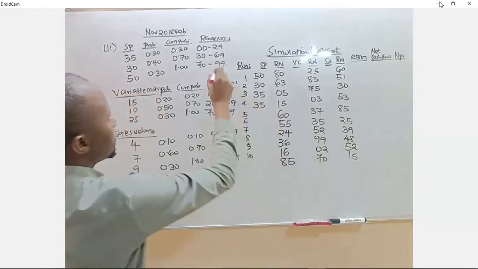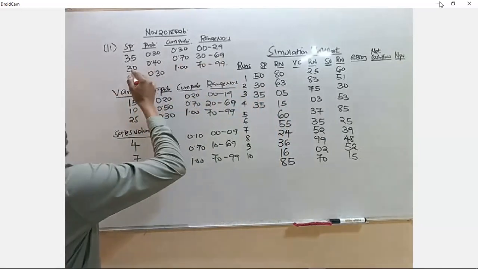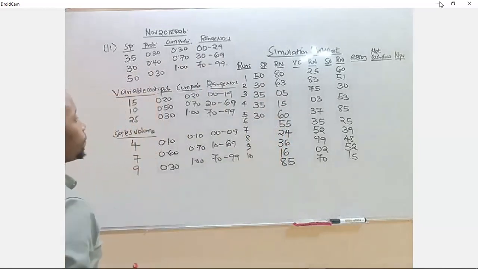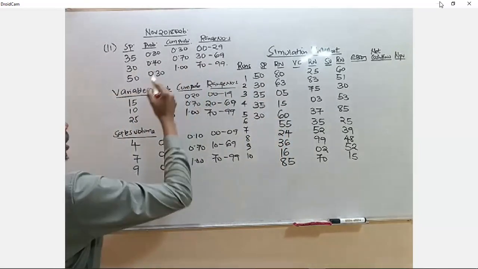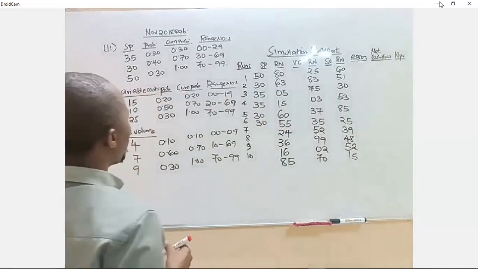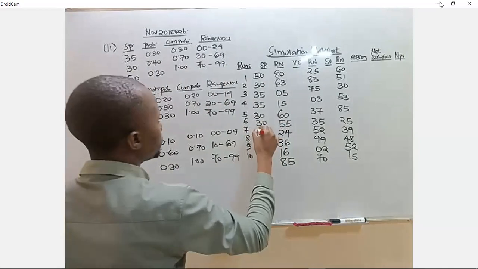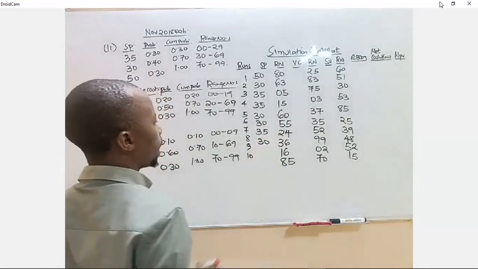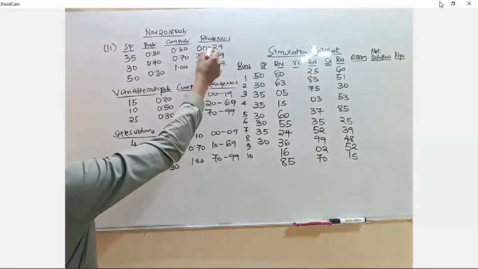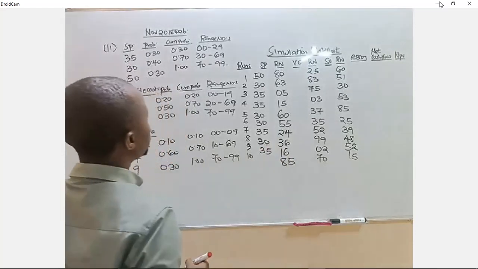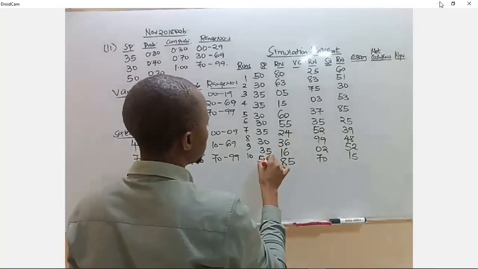20 kwa 60. 60 lies on the second range number, which is 30. The other one will be 55. 55 lies on the second one, which is 30. The other one will be 24. 24, the first one, 35. This one is 30, right? 16 lies where? The first one, 35. Then we have 85, which lies on 50.